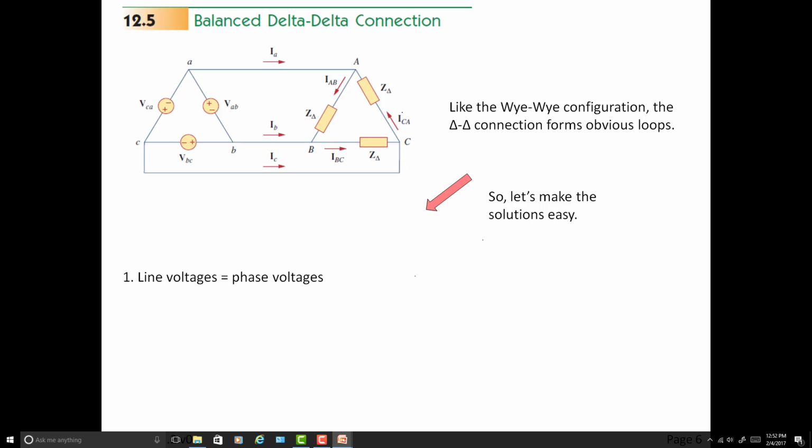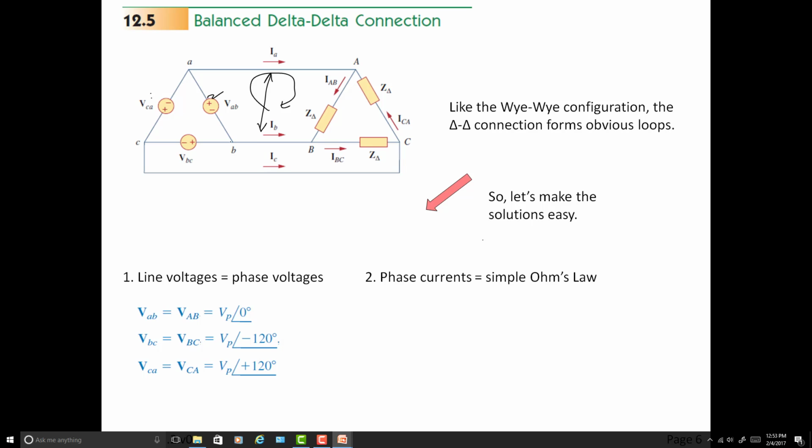First off, line voltages and phase voltages are identical. You can see that here in the picture, pretty clearly. There's just a simple loop. So phase voltage is across here, and line voltage is across here. So those we have. The nice thing here is there's no phase shift, no 30 degrees phase shift one way or the other.